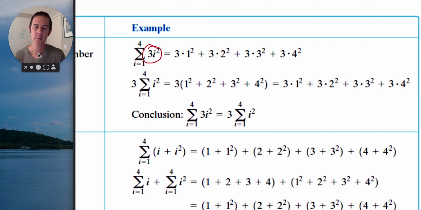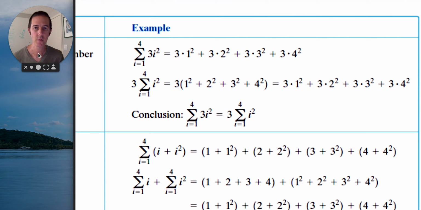remember, sigma notation is generating the first, in this case, 4 terms as we go from 1 to 4, the first 4 terms of a sequence, and then sigma notation tells us to add them together. So we've got 3 times 1 squared, 3 times 2 squared, 3 times 3 squared, 3 times 4 squared. How many terms do we have? 1, 2, 3, 4. No surprise, because our index was going from 1 to 4. So we pretty much knew that we were going to have 4 terms.